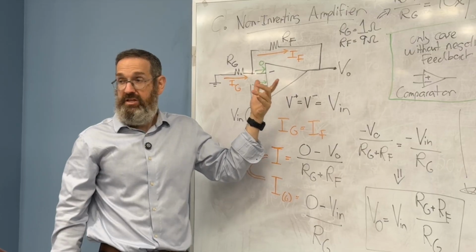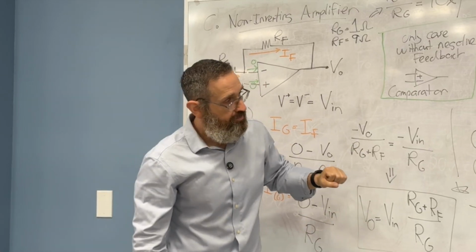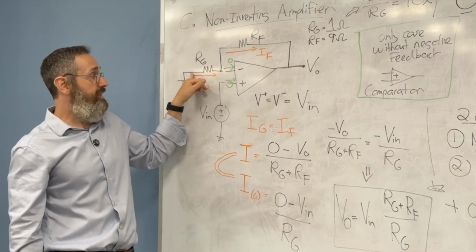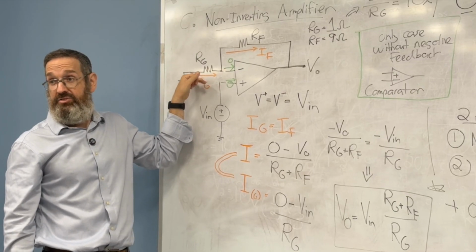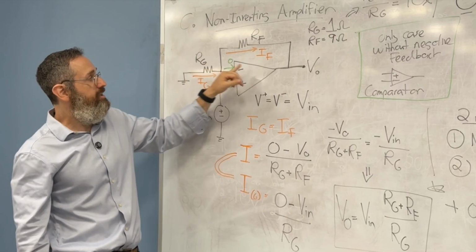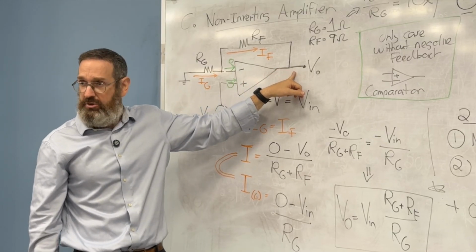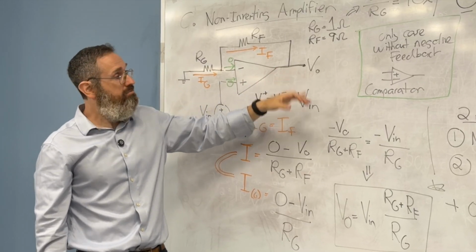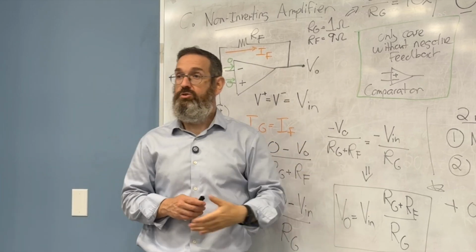gain. So that in this case, if 3 volts would come in, right? If 3 volts would come in, I would get 30 volts out. You could say, which one do you like? I don't know, use whichever one you want.